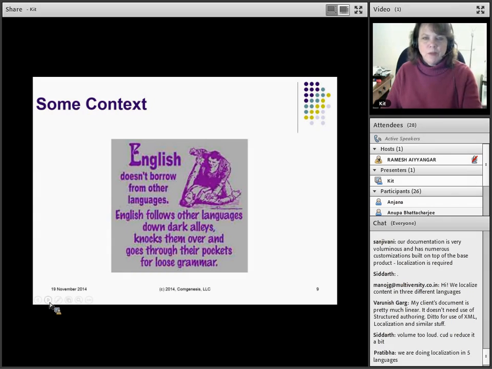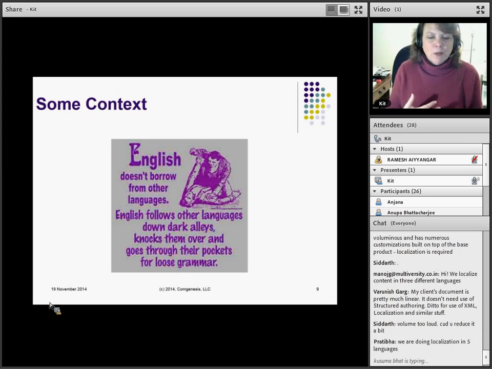So here's some context about why this is important. I saw this on a t-shirt at a gaming convention: English doesn't just borrow from other languages. It follows them down dark alleys, knocks them over the head, and rifles their pockets for loose grammar. So what this is saying is that the English language steals from other languages. While it's a Germanic language, 70% of the vocabulary is based on French, thanks to the Norman influence in England. And English is also, as you all know, the international language of business.